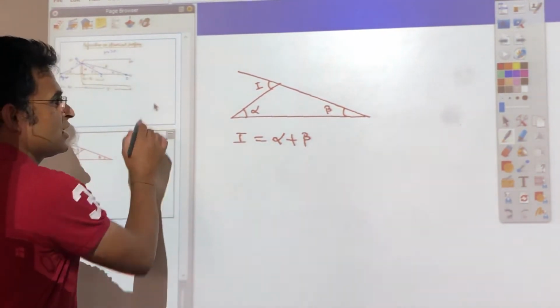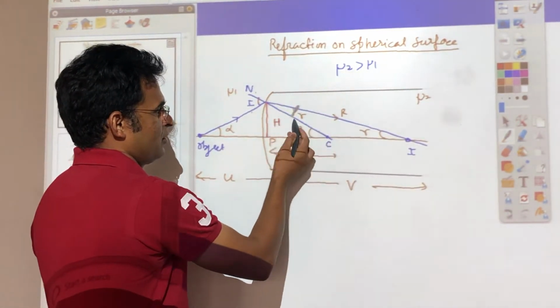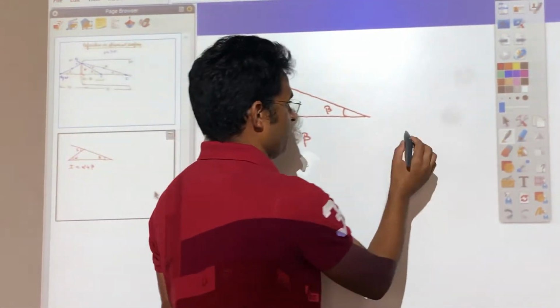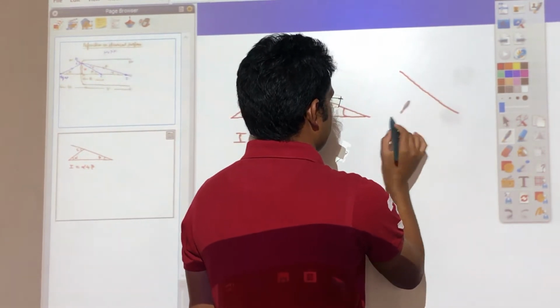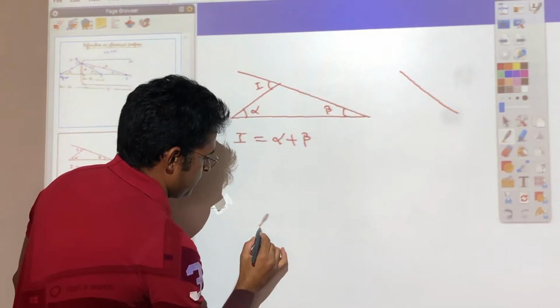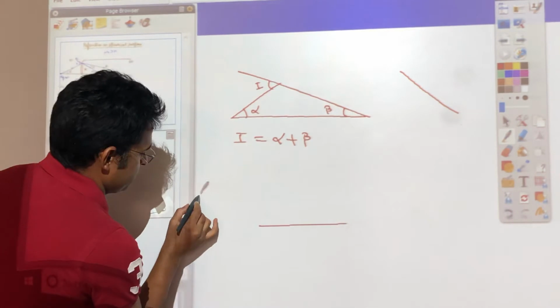Now if you see the other triangle over here, I am talking about this one. I'll make a separate diagram for this triangle as well. So if I make a separate diagram for that one, I'll get this. So a separate diagram for the second triangle, I'll get this.